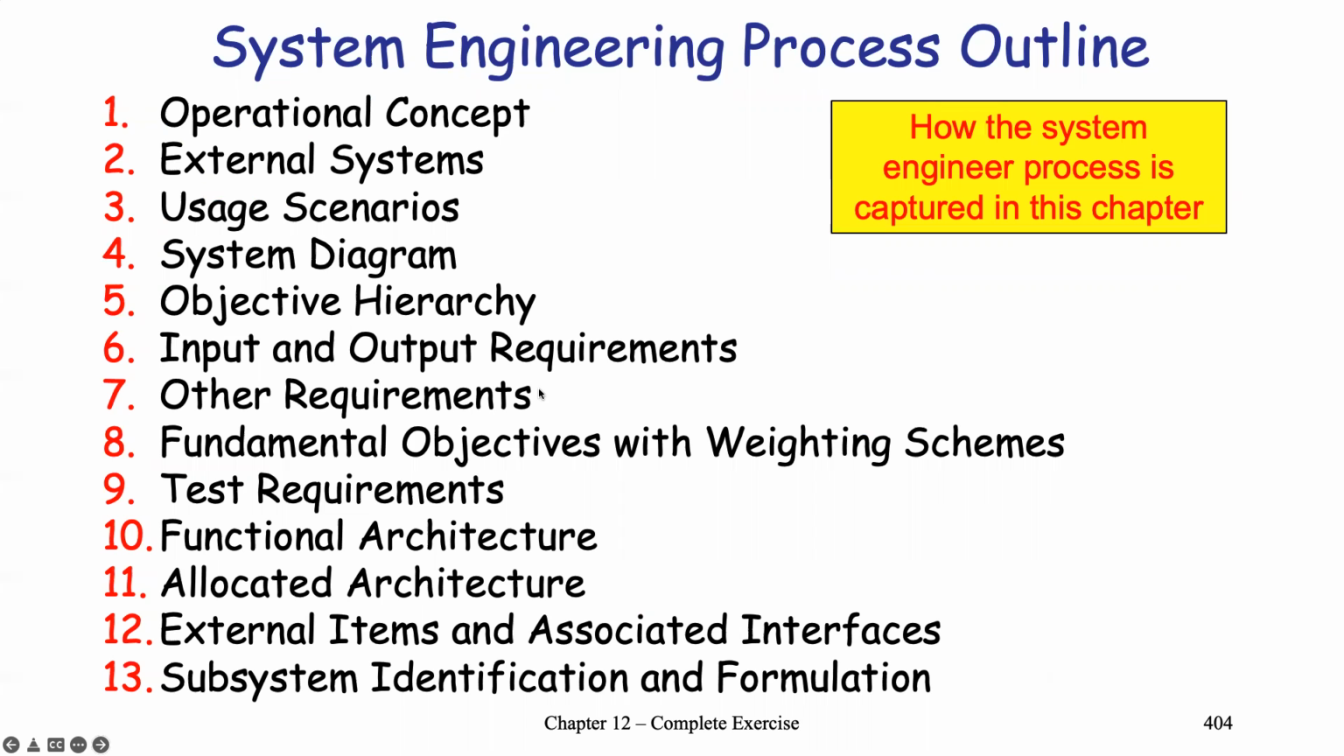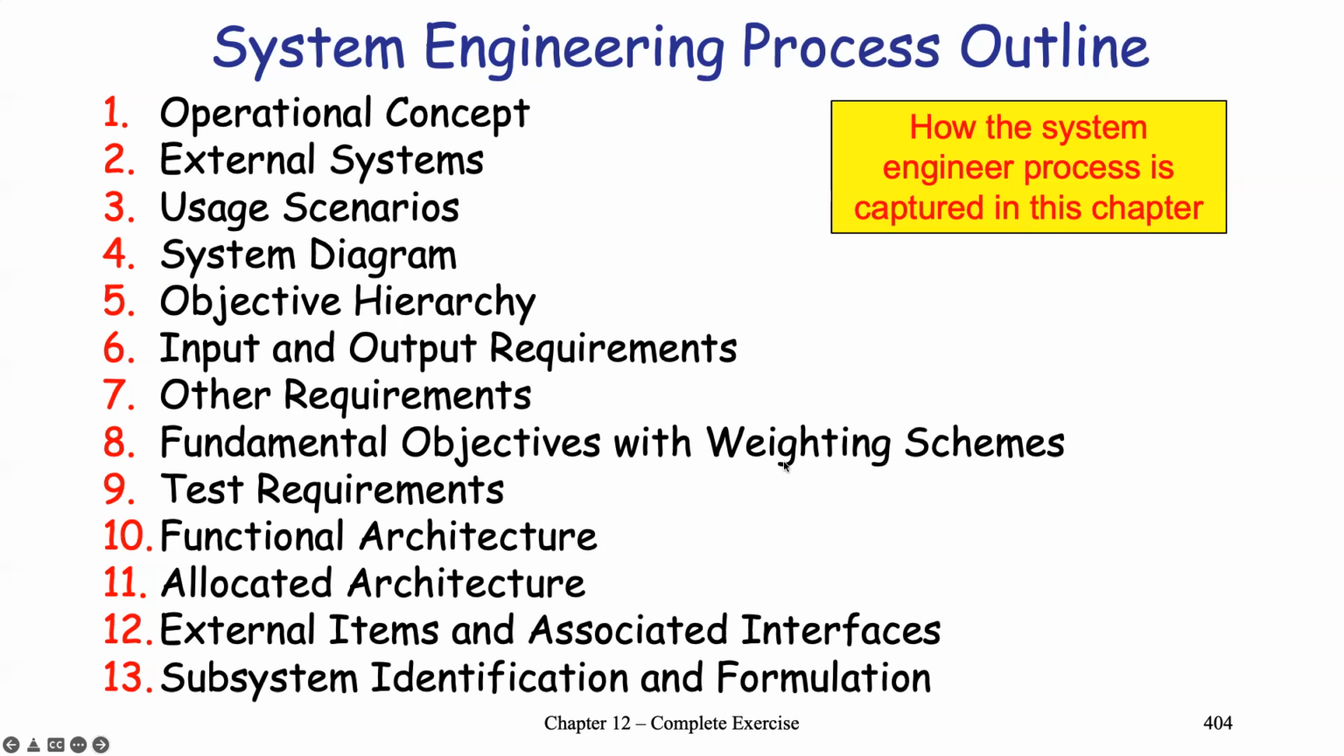And then you have the input and output requirements, things that flow in, so you know there are certain things that you'll get. And there needs to be a well-defined statement of what's going to be flowing out. There's going to be a variety of other requirements that will come into play, and we have spent some time talking about that. These are more of the functional, operational type of requirements. You want to have the fundamental objectives with the weighting schemes.